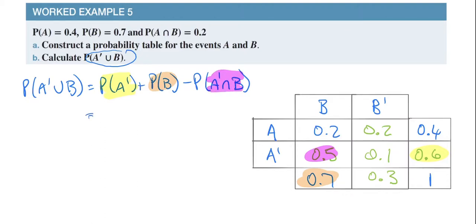So let's write that down. That is 0.6 plus 0.7, take away 0.5, and that will give me an answer of 0.8.